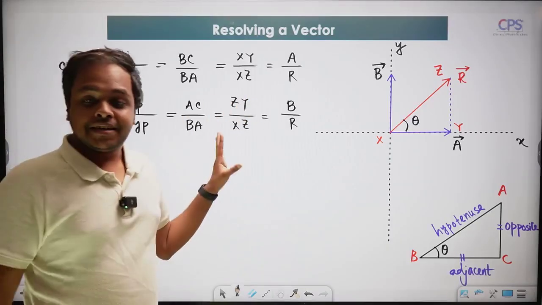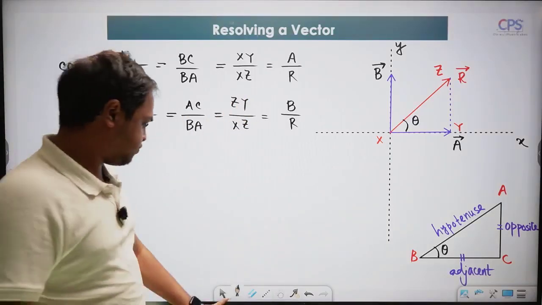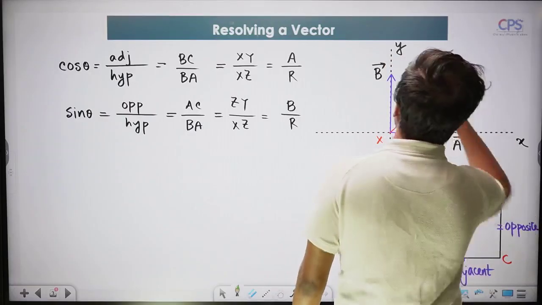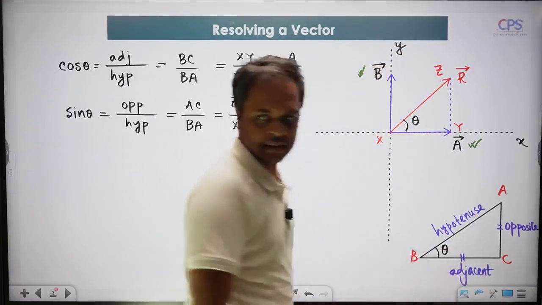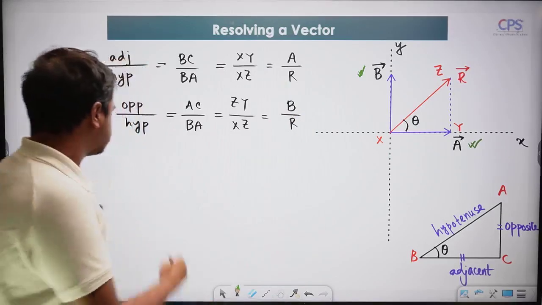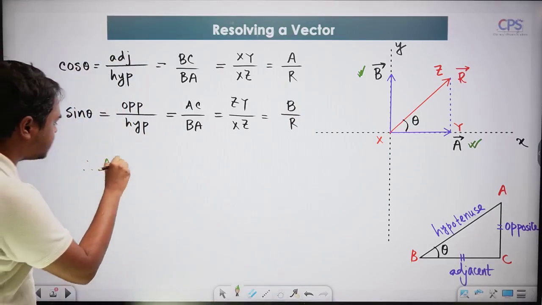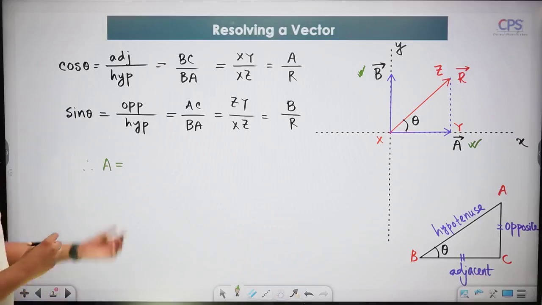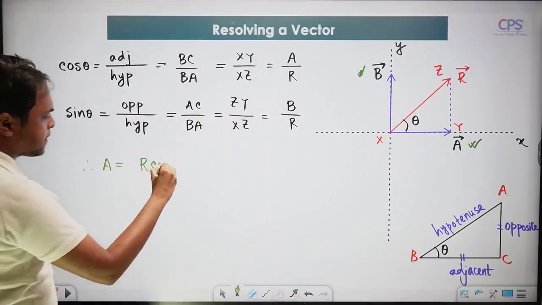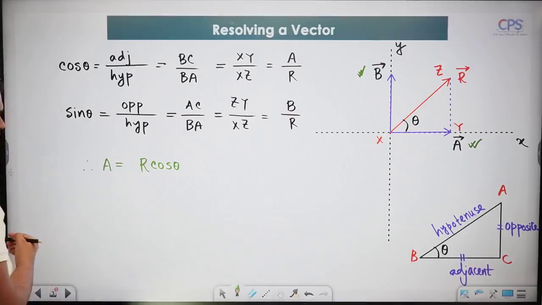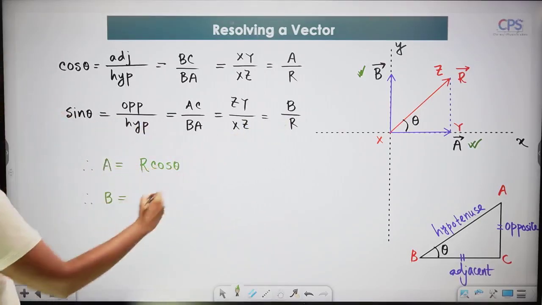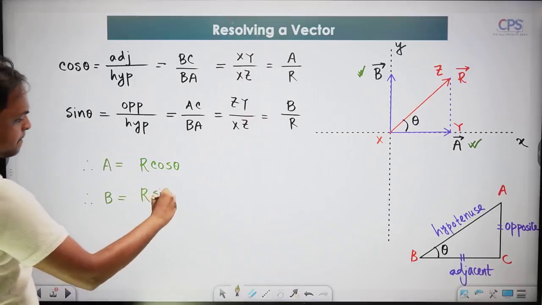So what is the target? Remember, what is the target? To find out this one and this one, right? That's our target. So what's A and what's B? So for A, what do you get? A is equal to R into cosine of theta, and B equal to R into sine of theta. See?